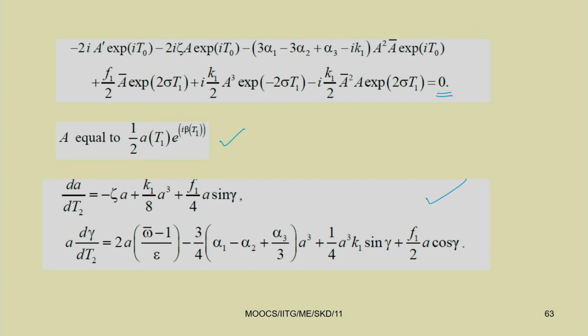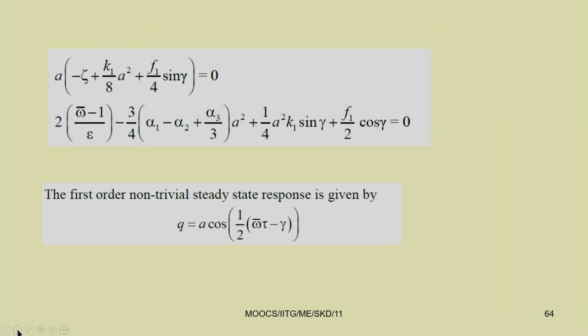We can use this gamma term in a similar way, so we can write down these two equations. After writing these two equations, for steady state we can write dA by dt equal to 0 and d gamma by dt equal to 0 also. So this is T1, not T2. By putting this equal to 0, we can get the expression for the steady state response.